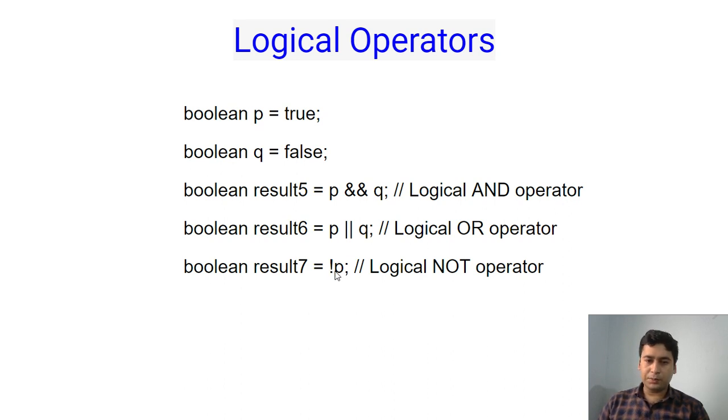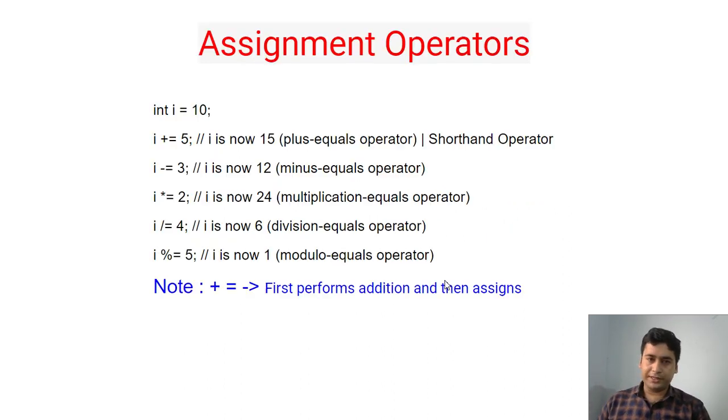Not p. So what is p? True. So it will return false. It will make it false, because not does the opposite of this particular value. So we can say this is the logical not operator.